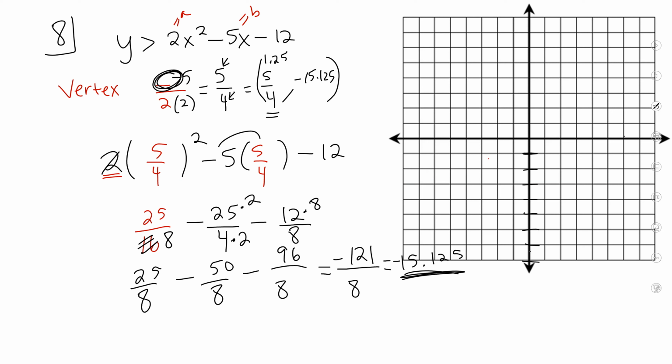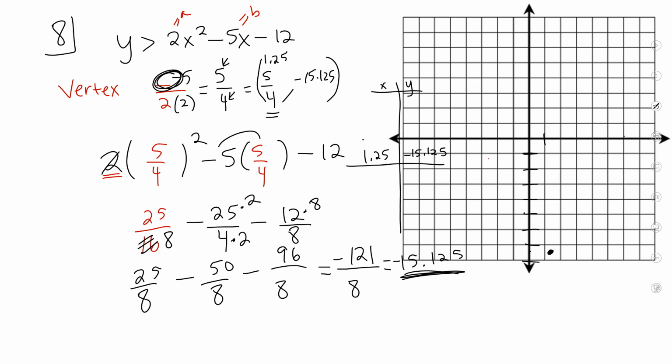So negative 1.25 and negative 15.125 is about right there. Okay, so my vertex was 1.25 and negative 15.125. That's the x value and the y value.